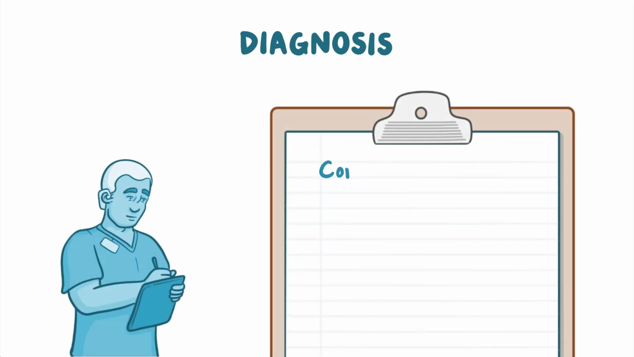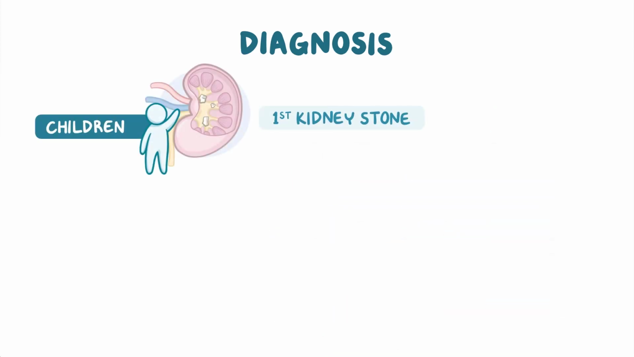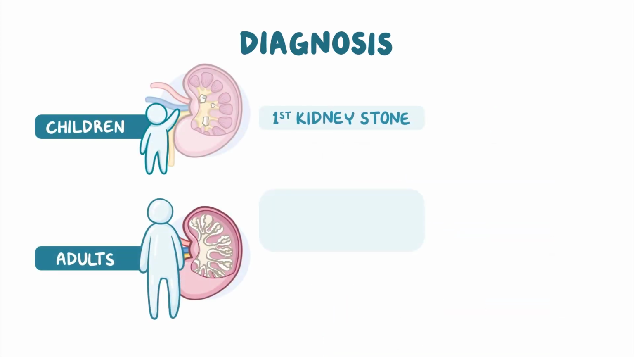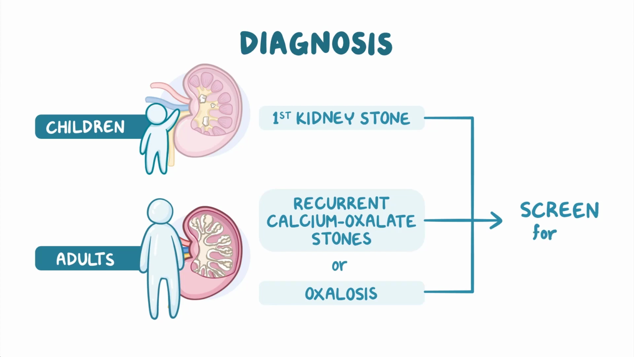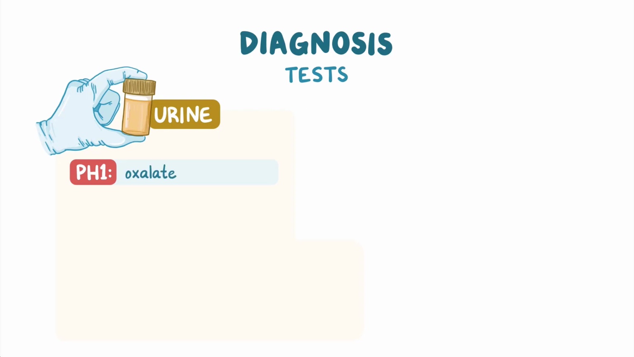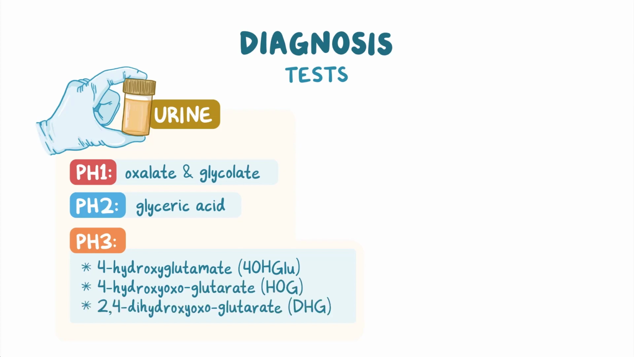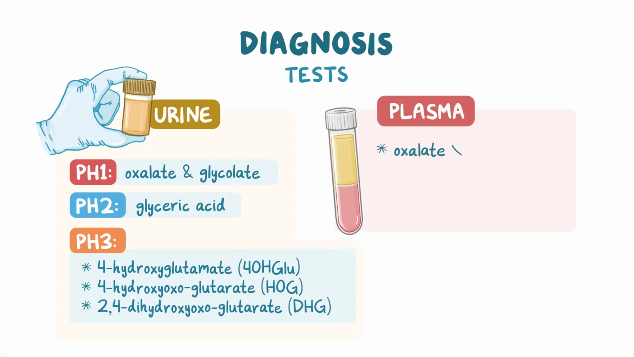PH diagnosis is done through consideration of clinical symptoms and special diagnostic tests. After the first kidney stone in children, and in all adult patients presenting with recurrent calcium oxalate stones, or definitively those with oxalosis, PH screening must take place. Tests include urine analysis for oxalate and glycolate, indications of PH1, glyceric acid for PH2, or 4-hydroxyglutamate, as well as 4-hydroxy-2-oxoglutarate and 2,4-dihydroxyglutarate, indicators of PH3. If plasma is analyzed, oxalate and glycolate are measured. Rarely, glyceric acid is elevated.